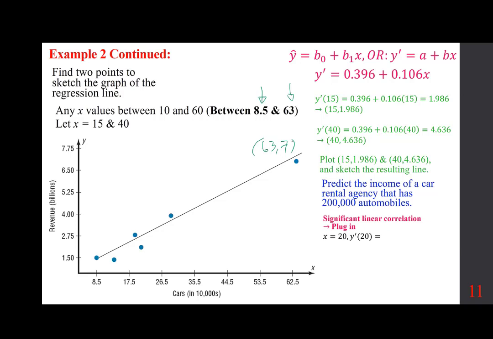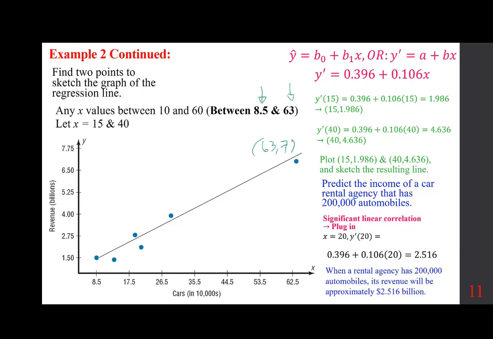And why is it a good prediction? Because R was pretty strong. Everybody remembers R was 0.982, although we have to do the test of hypothesis, but it is so clear that even without the test of hypothesis, 0.982 is a good number, and we just plug in, and that gives us 2.516. Now, what does that mean? It means when a rental agency has 200,000 automobiles, its revenue will be $2.516 billion.